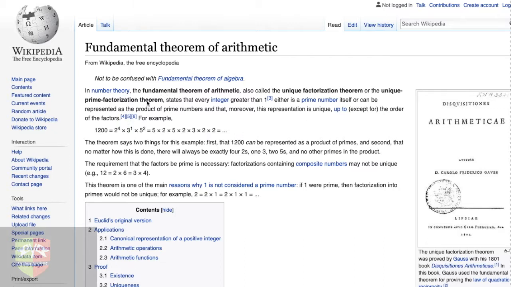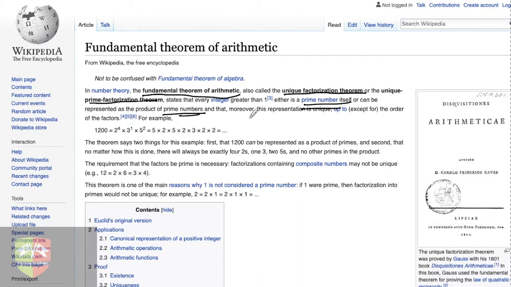So now let's see what it says. You can see there is a picture here of a book cover, and it says the unique factorization theorem. So this is the Fundamental Theorem of Arithmetic, and it is also called the unique factorization theorem or the unique prime factorization theorem. Now what does it say? It states that every integer greater than 1 either is a prime number, or it can be represented as the product of prime numbers.